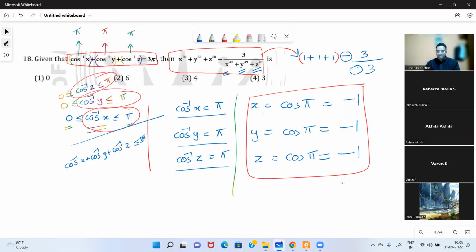Minus divided by minus, how much will it be? Plus. 3 by 3 is 1. So what is the answer? 1 plus 1 plus 1. This minus by minus is plus, so plus 1. So what is the answer? 4. Option 3 is the right answer. Are you clear with this?